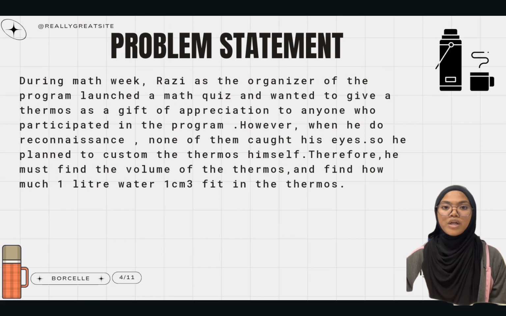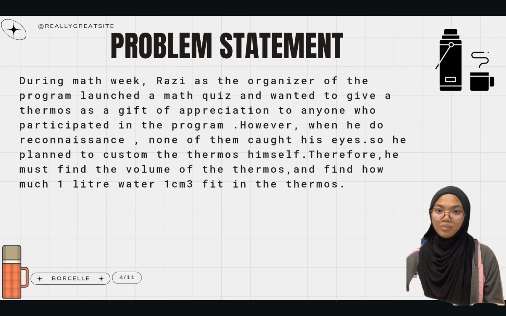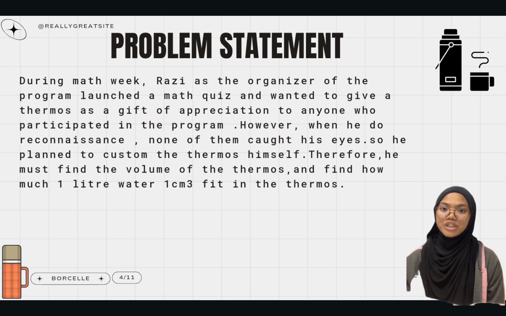Problem statement. Next week, Razi, as the organizer of the program, launched a maths quiz and wanted to give a thermos as a gift of appreciation to anyone who participated in the program. However, when he did observation, none of them caught his eye, so he planned to customize the thermos himself. Therefore, he must find the volume of the thermos and find how much of 1 liter of water fits in the thermos.